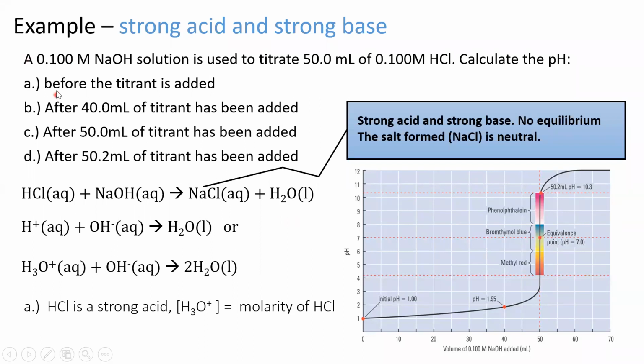When we look at A, it's really just what's the pH of a strong acid. There's no reaction involved. This is the only thing that's in the solution. So since it's a strong acid, the concentration of the acid equals the concentration of the hydronium ion. So the hydronium ion is 0.100 molar. Well, if we know what the hydronium ion is, we can calculate the pH of the solution. So before we start our titration, the pH of the solution is 1.000. It's this point right here.